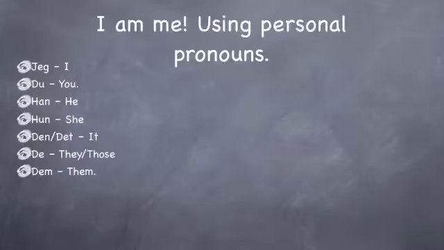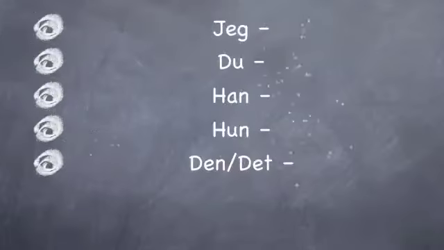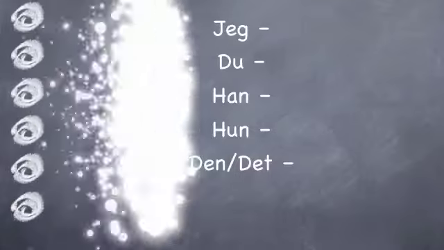Let's go back a second. So that's I, you, he, she, it, they, those, and them. Jeg, du, han, hun, den, der, de, and dem. And there they are again. You'll be using these a lot, so it's best to practice them. What did you get?